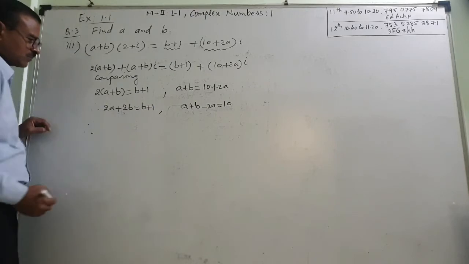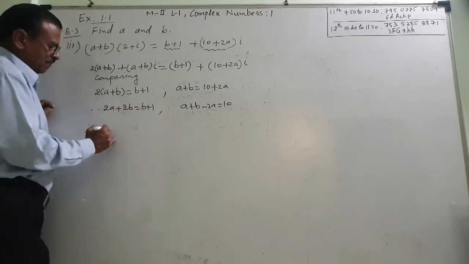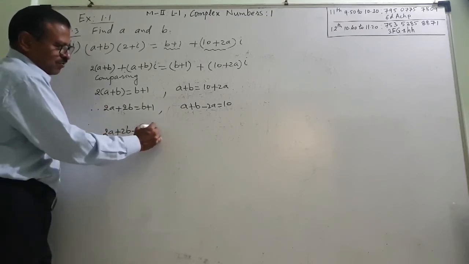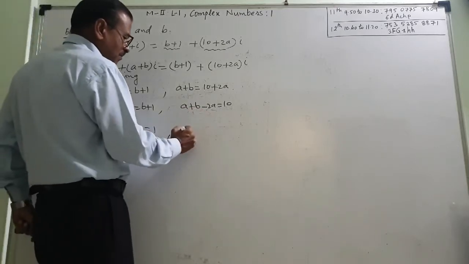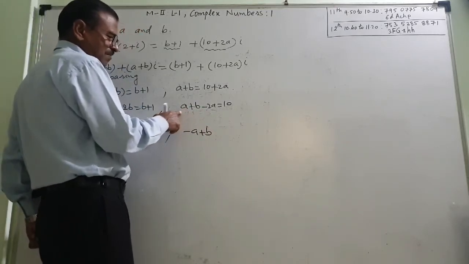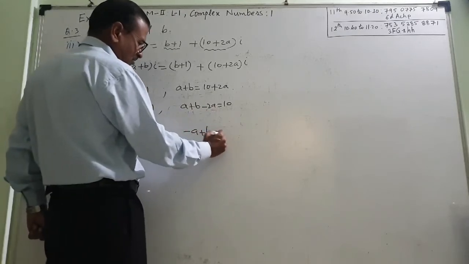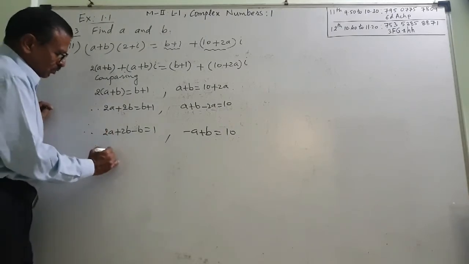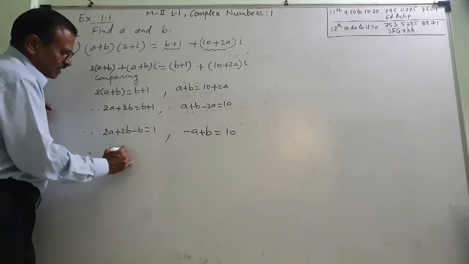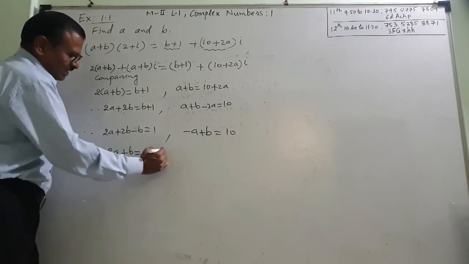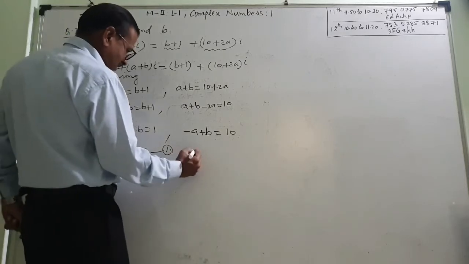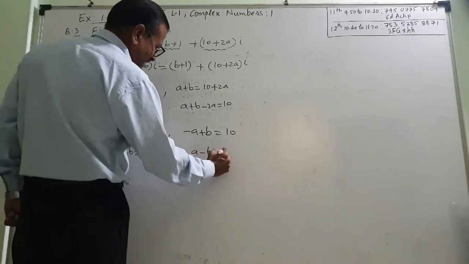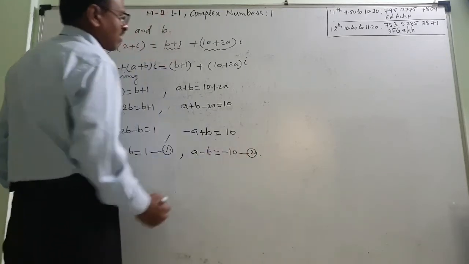Therefore, this b I will bring here. 2a plus 2b minus b equal to 1. This will be minus a plus b. a minus 2a, that is equal to minus a, is equal to 10. Therefore, this equation will become 2a plus b equal to 1. This is equation number 1. And minus a plus b equal to 10, I will change the signs: a minus b equal to minus 10. This is your equation number 2.